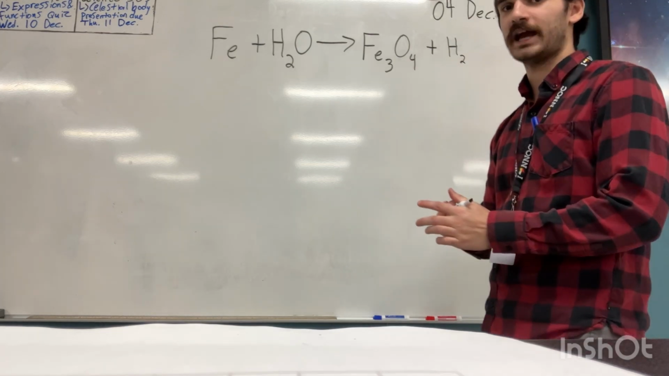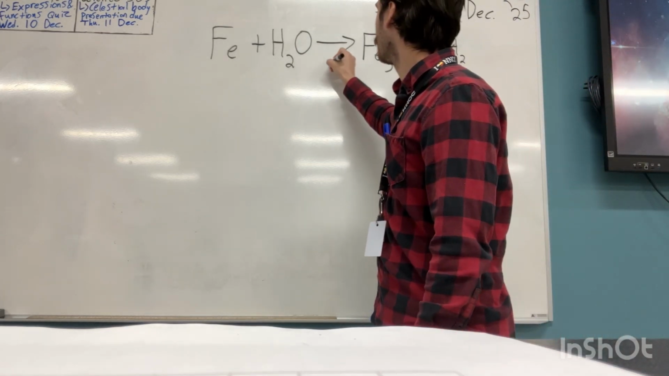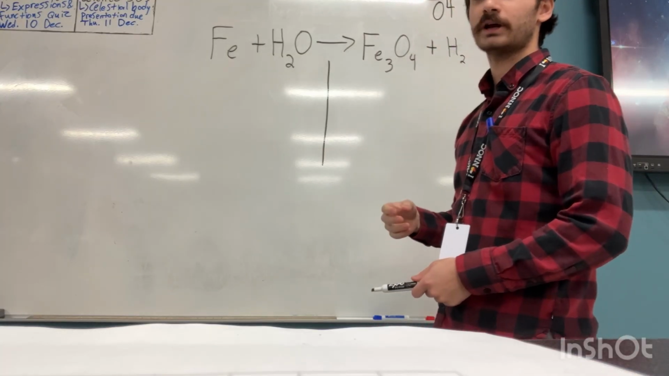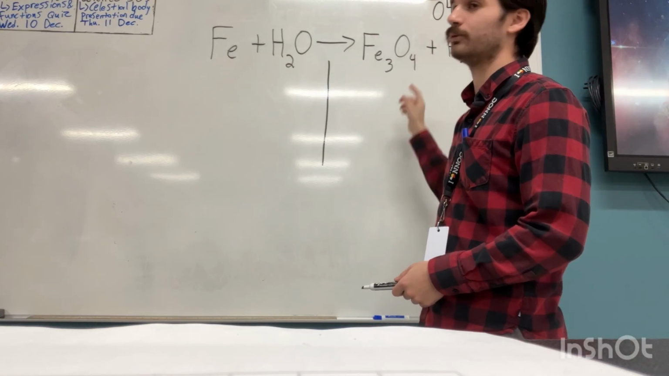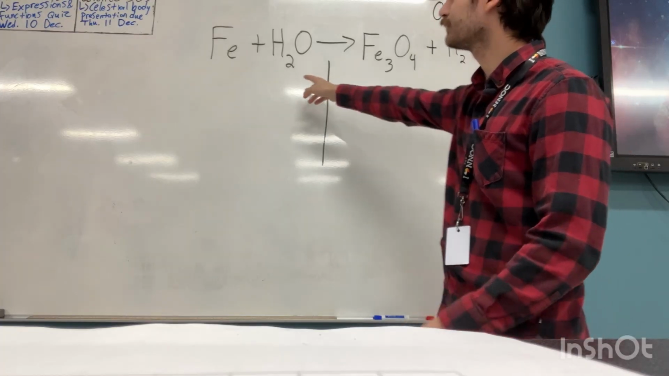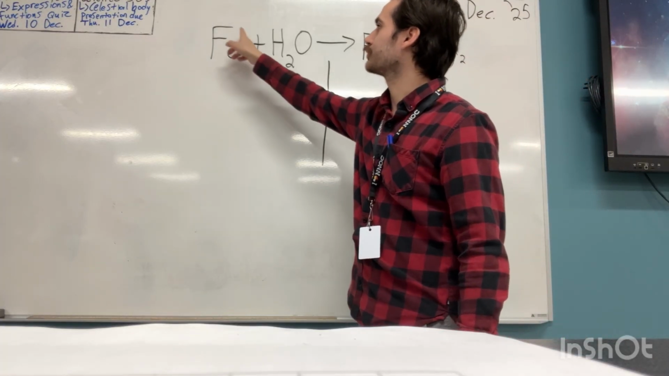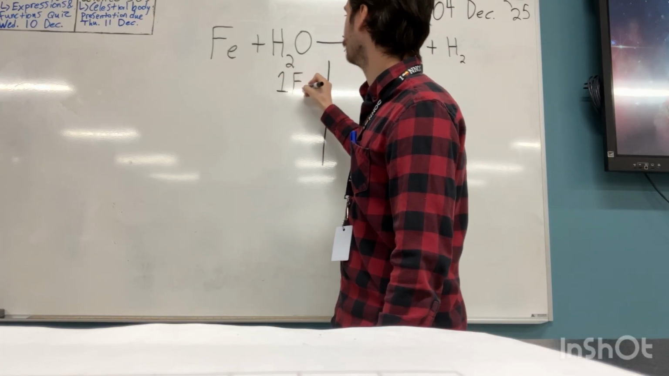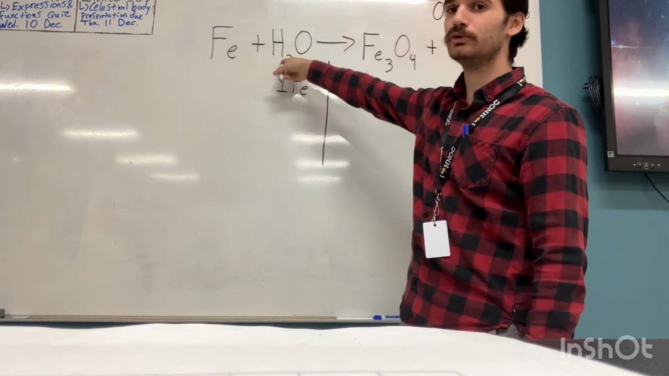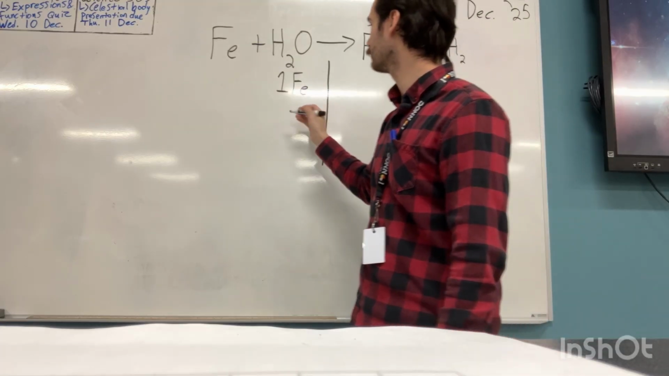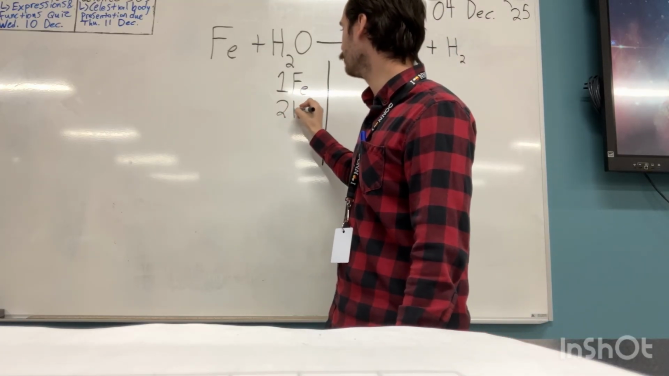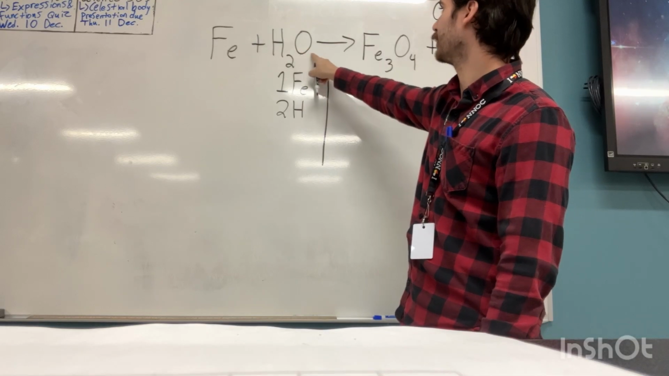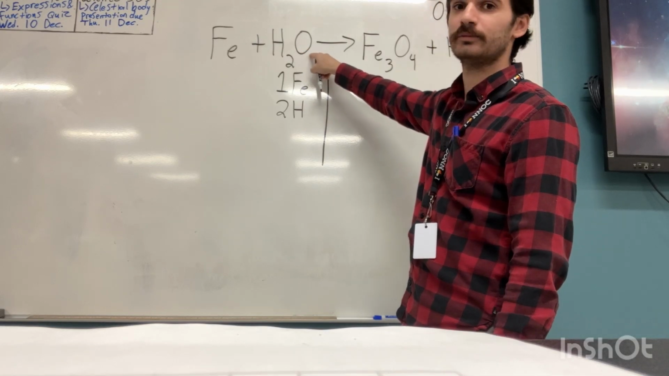So to balance this reaction, we're again going to draw a straight line down the middle under the arrow. And we're going to write out how many atoms of each element we have on each side. So on the left side, we currently have just 1 iron atom. So we're going to write 1 Fe. We have 2 hydrogen atoms from the water. So we're going to write 2H. And we only have 1 oxygen here because there's no number next to the O, so it's implied that it's 1.